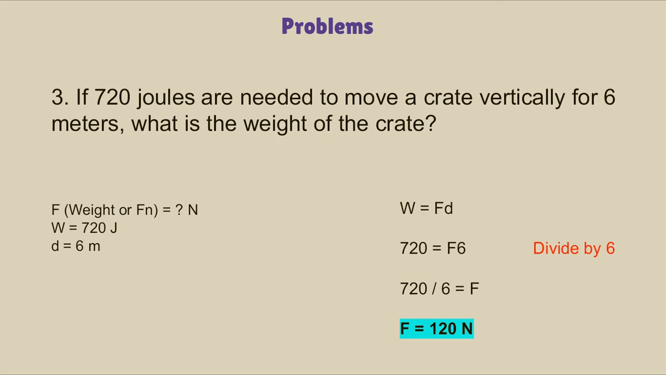So our equation is W equals F d. Replace your values. 720 for the W. F is still going to remain as F. And our displacement was 6. So 720 divided by 6 gives us our force. And the force was 120 newtons. Of course, that is our weight as well because it's the Fn, or the normal force, of the object.